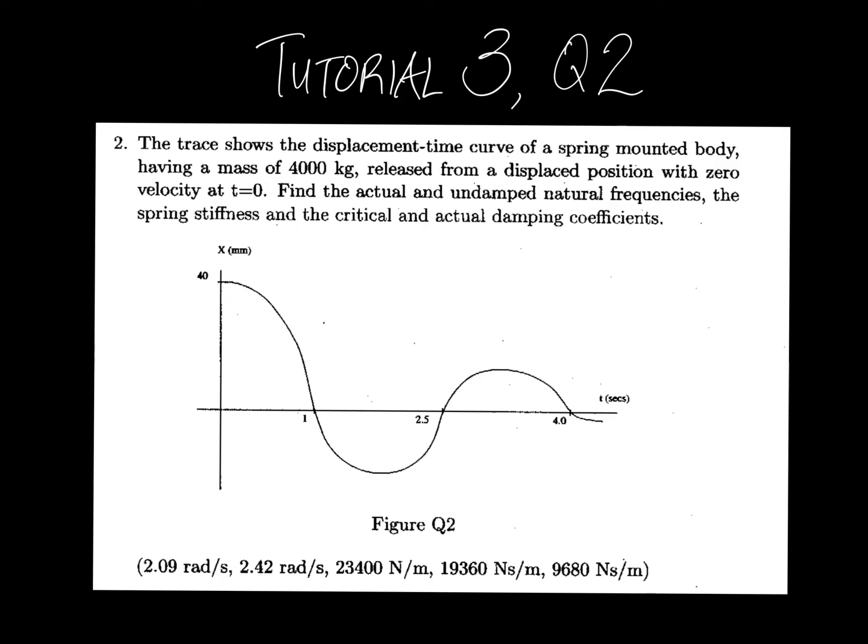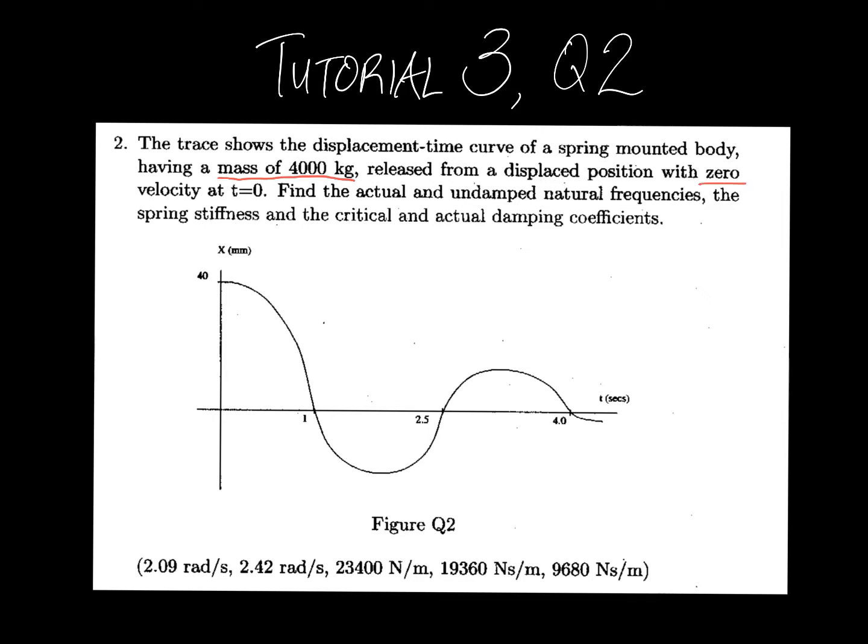Hello, here is tutorial 3 question 2. So here we are given a displacement time graph of a spring mounted body having a mass of 4000 kg. It is released from a displaced position with 0 velocity at t equals to 0 second.